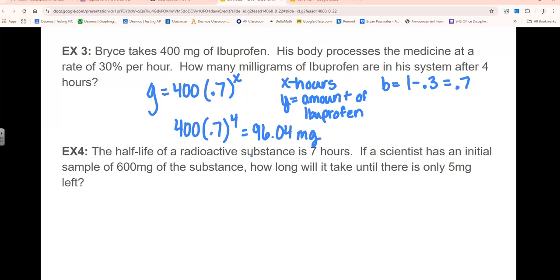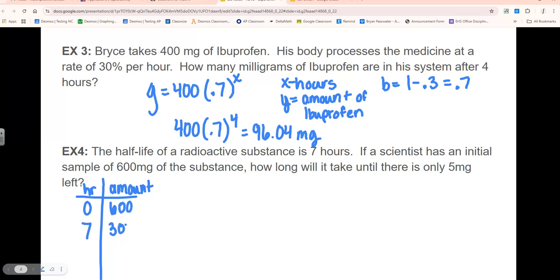So, the half-life of this made-up radioactive substance is 7 hours. A scientist has an initial amount of 600 milligrams. How long will it take until there's only 5 milligrams left? I'm going to make a table just so you understand what's happening here. The hours that have gone by are here, and the amount is here. So at 0 hours, you have 600 of this substance. 7 hours later, one half-life later, you would only have half. You would have 300.